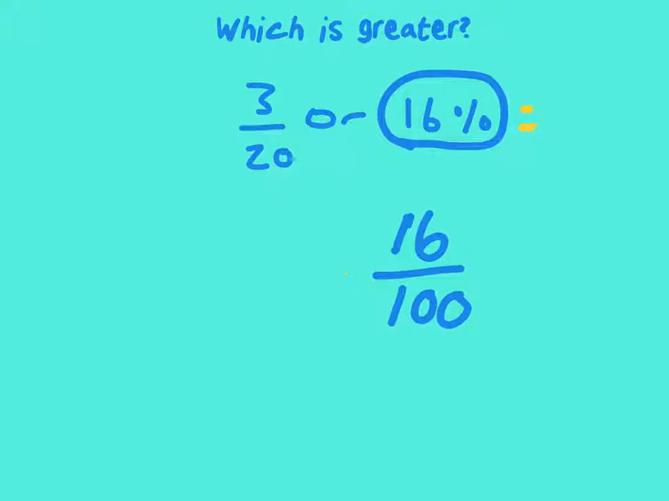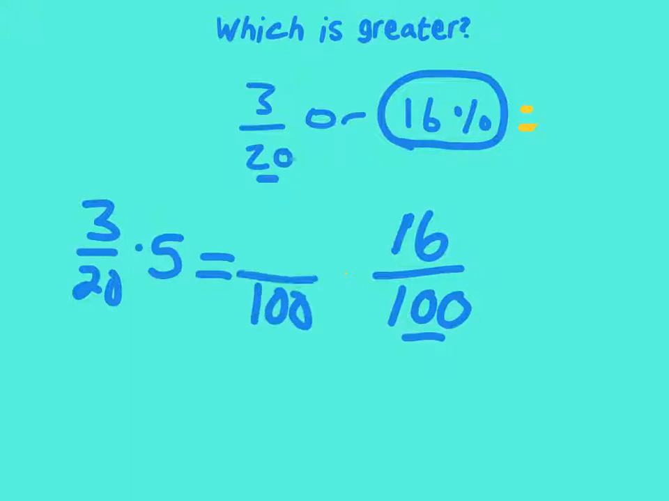Now what we're going to need to do is we're going to have the same denominators. So here we have a denominator of 100, here a denominator of 20. I can get a common denominator if I multiply 3 over 20 times 5. 20 times 5 will give me that same denominator right here. See, I want 100. I want a common denominator. So I had to multiply the numerator. 5 times 3 gives me 15. And again, I see that 16 over 100 is greater than 15 over 100.